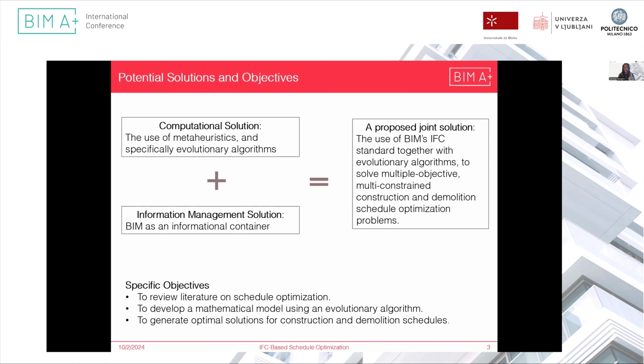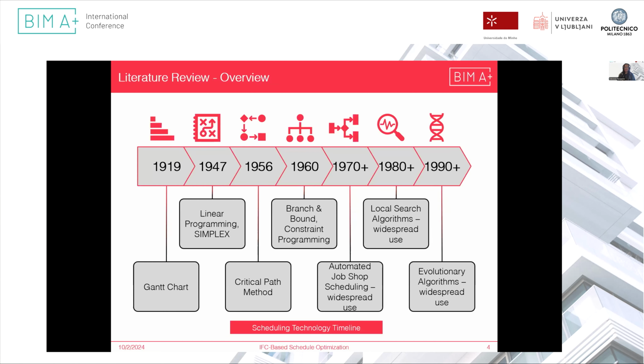This was done by reviewing literature, by developing a mathematical model, and finally by generating optimal solutions for two case studies. An overview was done of the literature, first of all, in which I surveyed the scheduling methods that have existed in the 20th century. In the first half of the 20th century, we have more manual methods, which, even though they were manual, formed the foundation for how we interpret and work on schedules, even using more automated methods today. From the critical path method to PERT, linear programming, and Gantt charts, these were predominant in the first half of the previous century.